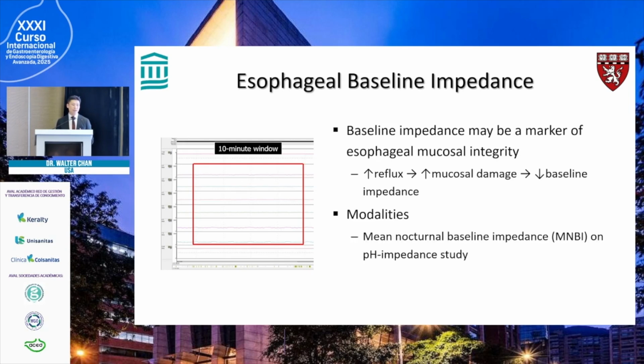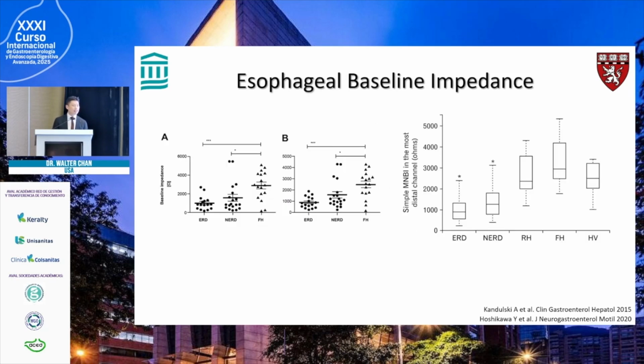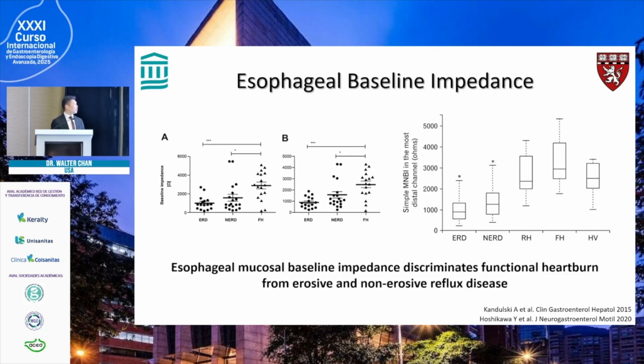And there are two ways of measuring it. One is on pH impedance study. We can measure a metric called the mean nocturnal baseline impedance. Usually at night when patients are sleeping, there's nothing going on. That's a good time to measure the baseline impedance. There's also another technology where mucosal impedance can be measured through a probe during endoscopy. And there are a number of studies looking at how baseline impedance may help you classify patients. Here you can see that patients who have functional heartburn, the FH patients, all have higher mucosal impedance or baseline impedance compared to the other groups, telling you that they are more likely to have an intact esophageal mucosa, maybe less damage from reflux.